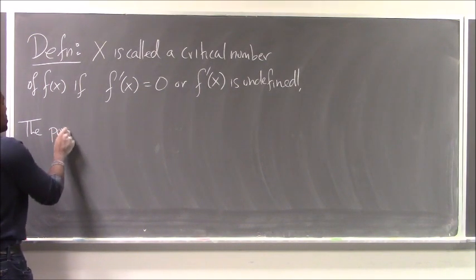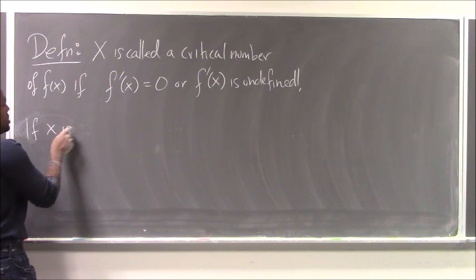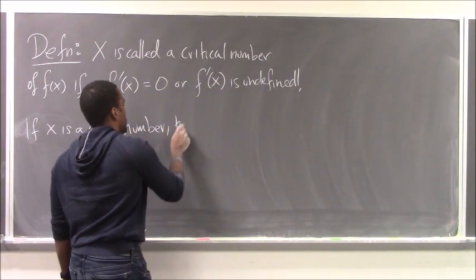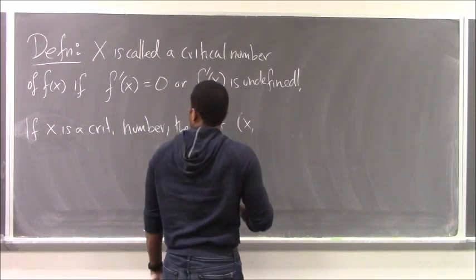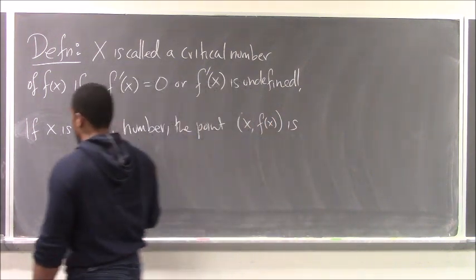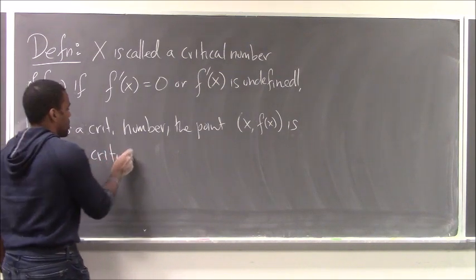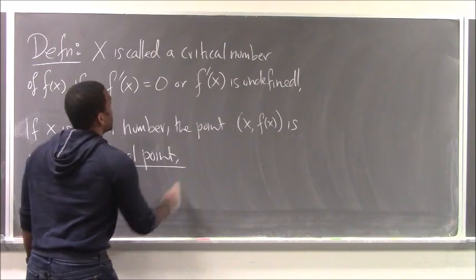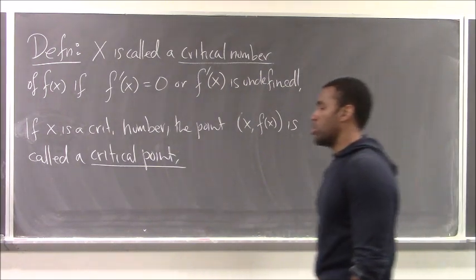The point, if x is a critical number, the point (x, f of x) is called a critical point. So this is the critical number, and this is what's called a critical point.